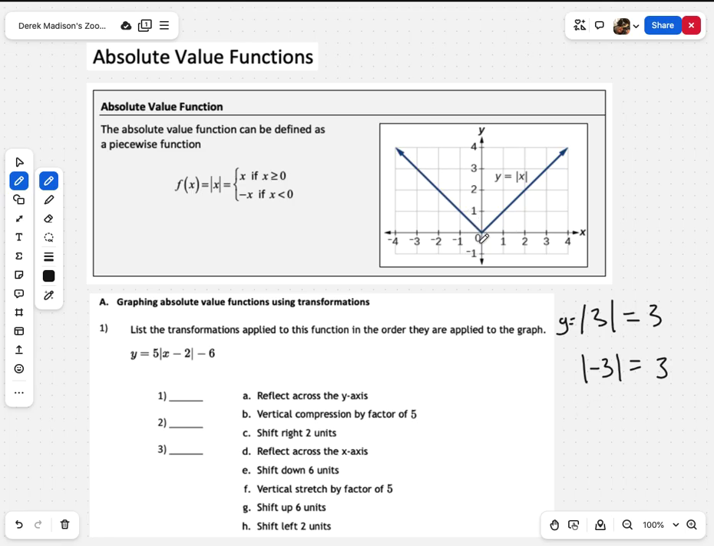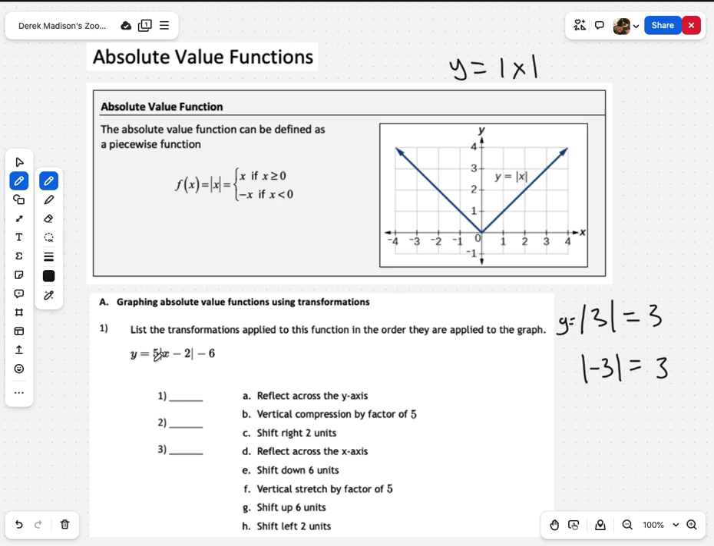So this is what we're going to call a parent function. This has no transformations. This right here is just y equals absolute value x. And what we can do with that, like we did in the previous section on transformations in general, is all of our shifts left, right, up, down, our stretches and compressions, and reflections with this function.